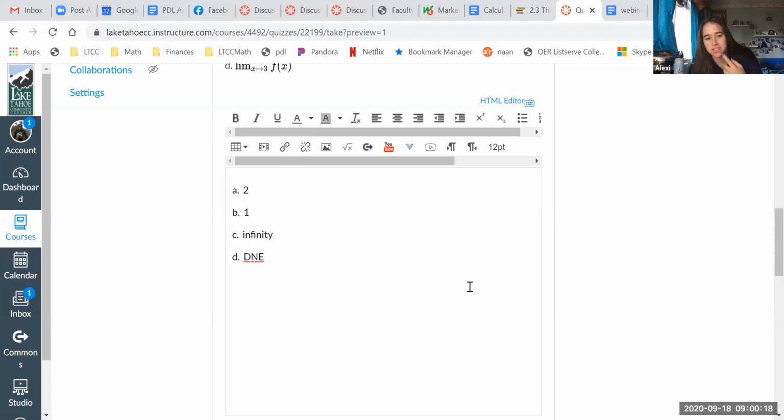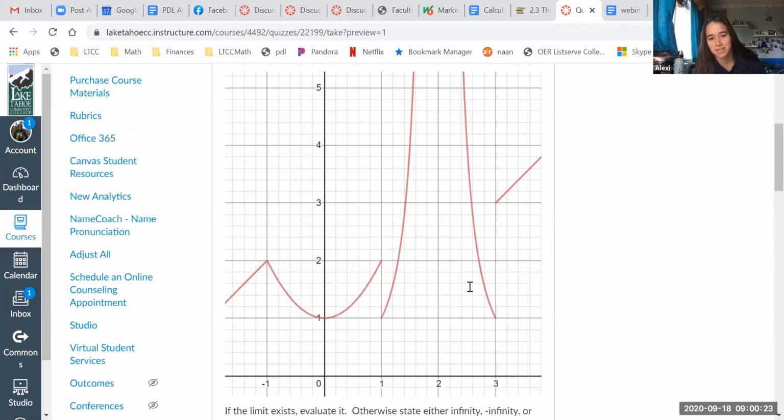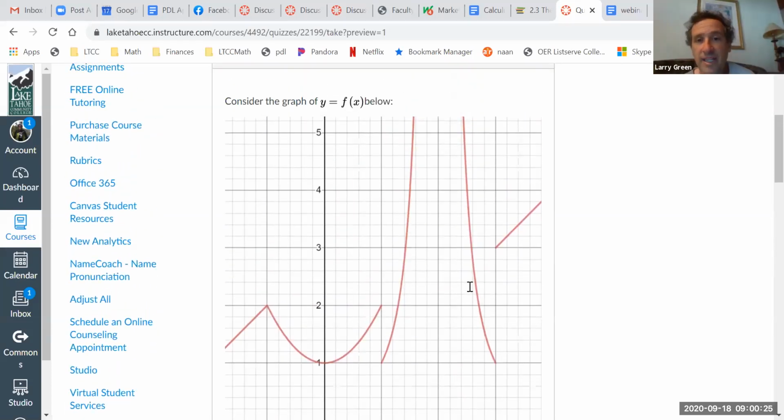For C, do you just assume that it's going to meet eventually? Well, it never meets, it goes up to infinity. Oh, it just is at infinity, okay. Yeah, so it doesn't really hit. Infinity is not a number. That's kind of the idea.